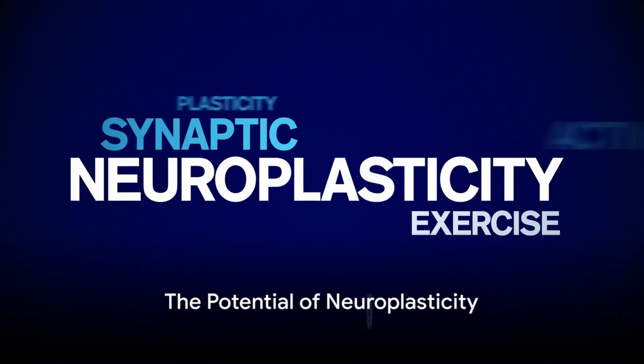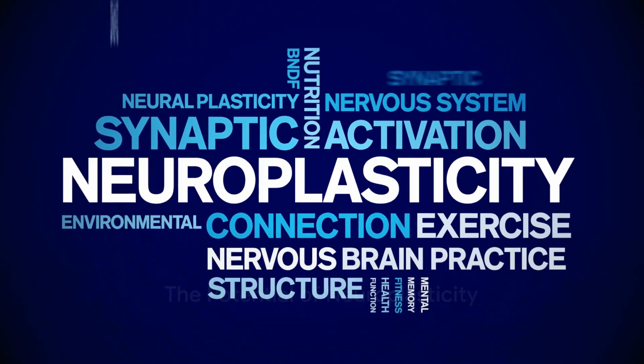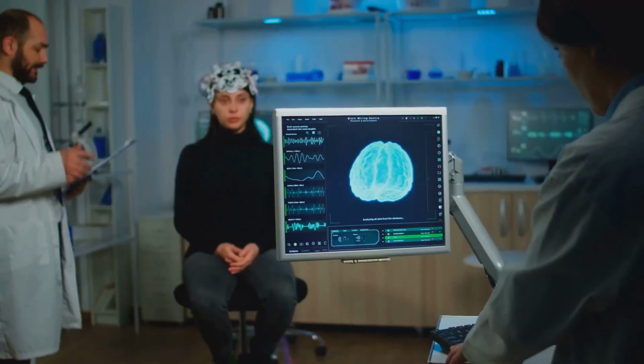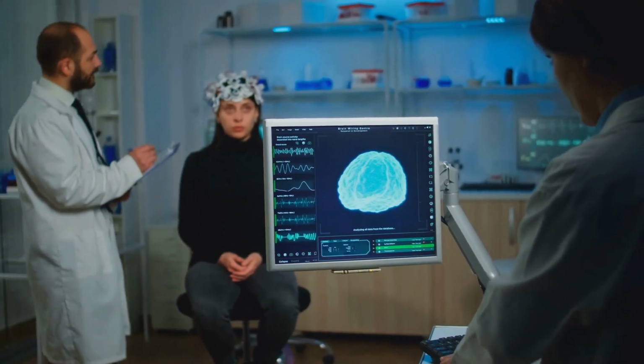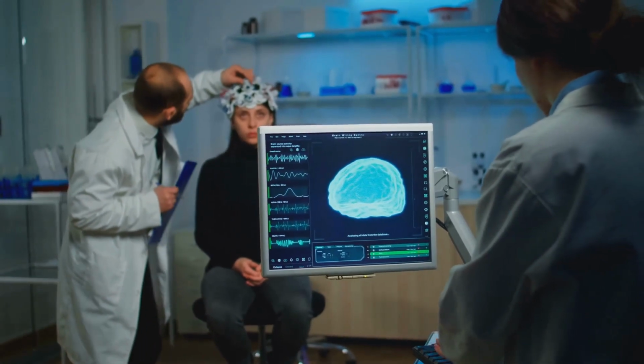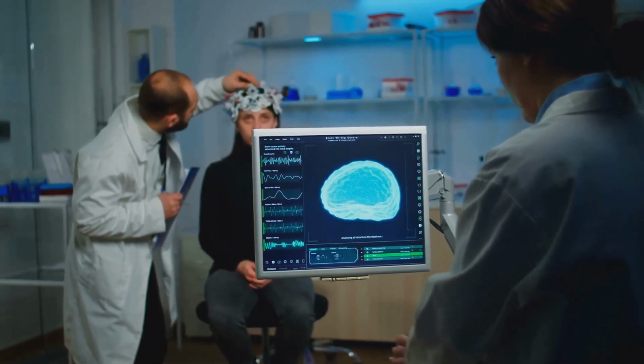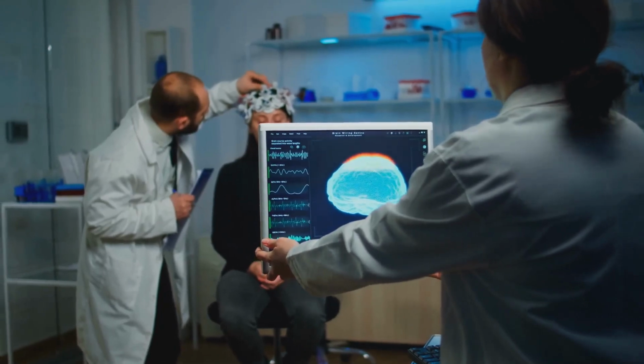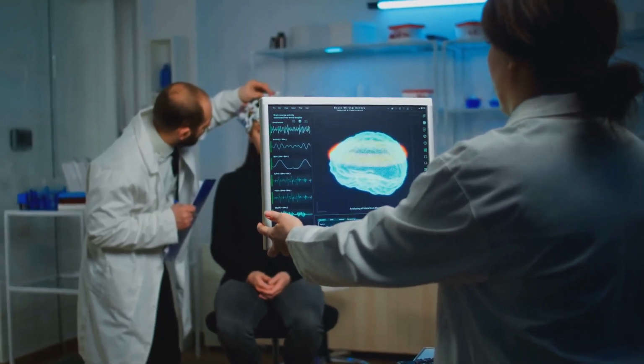Neuroplasticity is a fundamental characteristic of the brain, enabling it to adapt, learn, and recover. Understanding and harnessing this remarkable ability of the brain holds immense potential in the fields of education, psychology, and neurorehabilitation, offering hope for treating brain injuries and improving cognitive health across the lifespan.